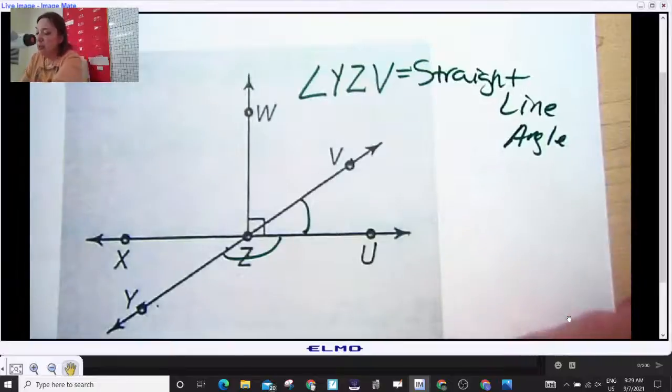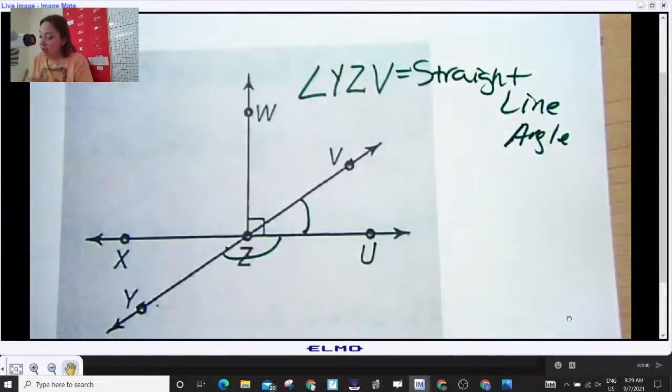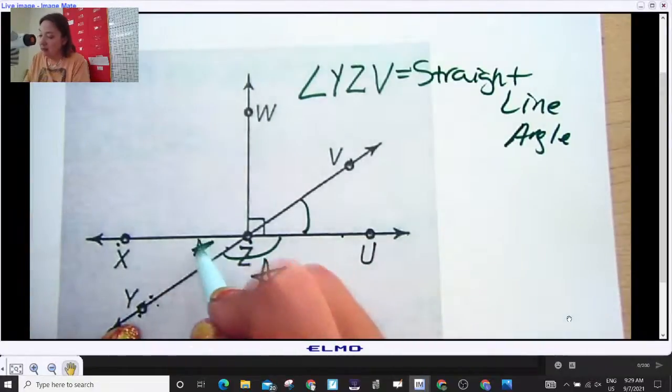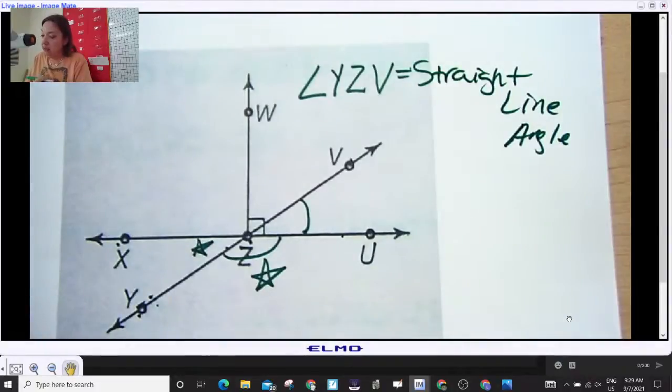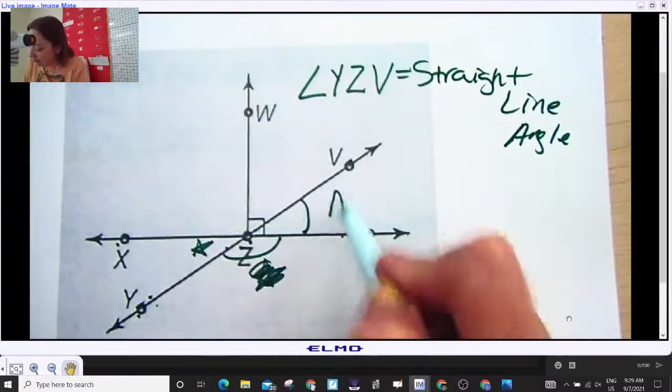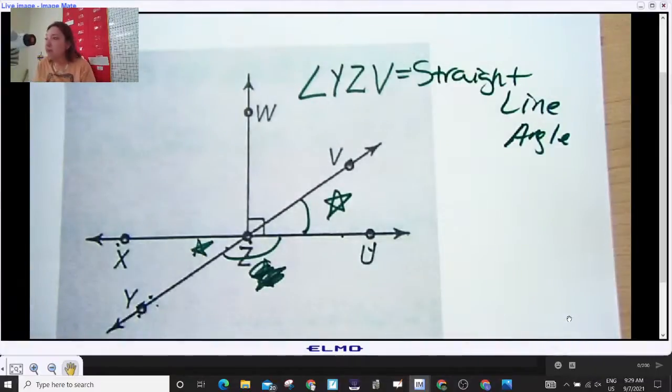What's his last one say? YZU, that's this guy, is adjacent to YZX. YZX. Is that guy? Okay. Is that true? Is that what that says? Oh my gosh, my bad. VZU. I need glasses. Are they adjacent? No, they're not adjacent.